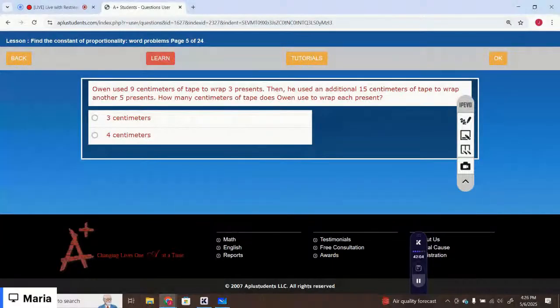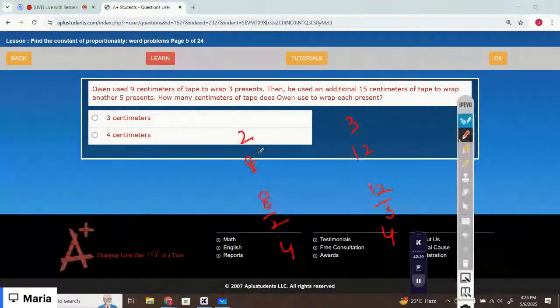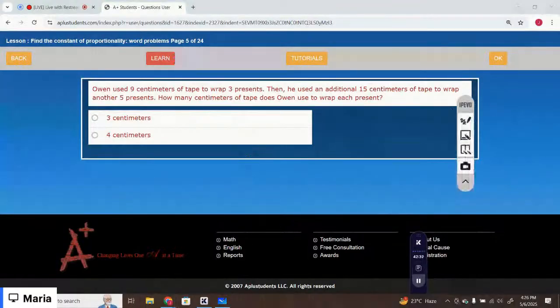Owen used 9 centimeters of tape to wrap three presents. Then she used an additional 15 centimeters of tape to wrap another five presents. How many centimeters of tape does Owen use to wrap each present? So option number one is the correct option. That is 3 centimeters. 9 divided by 3 is 3 and 15 divided by 5 is 3.